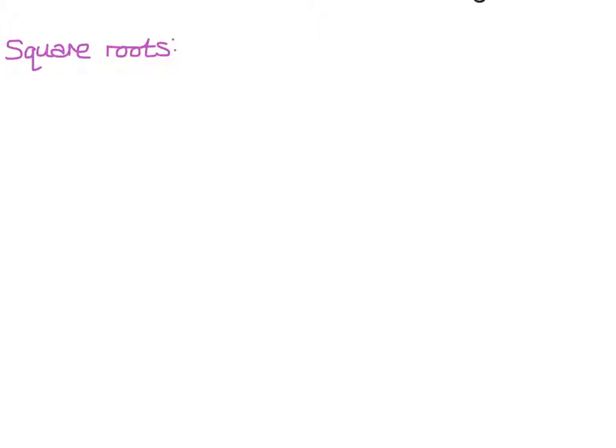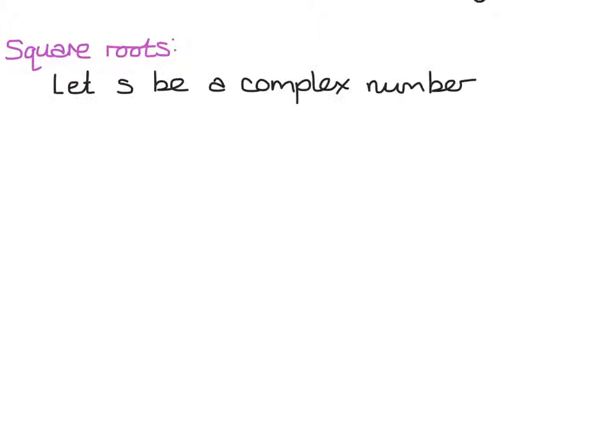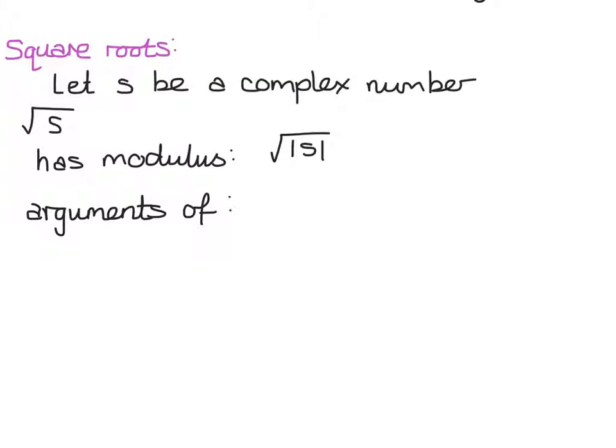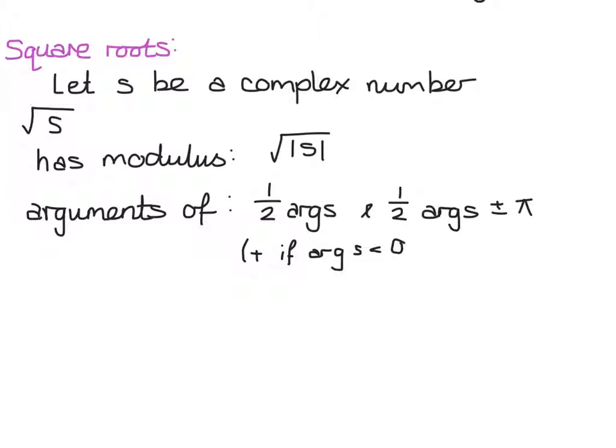The square roots of a complex number, s, have modulus the square root of the modulus of s, and arguments of a half of the argument of s, and a half of the argument of s plus or minus pi, depending on whether the argument of s was positive or negative.